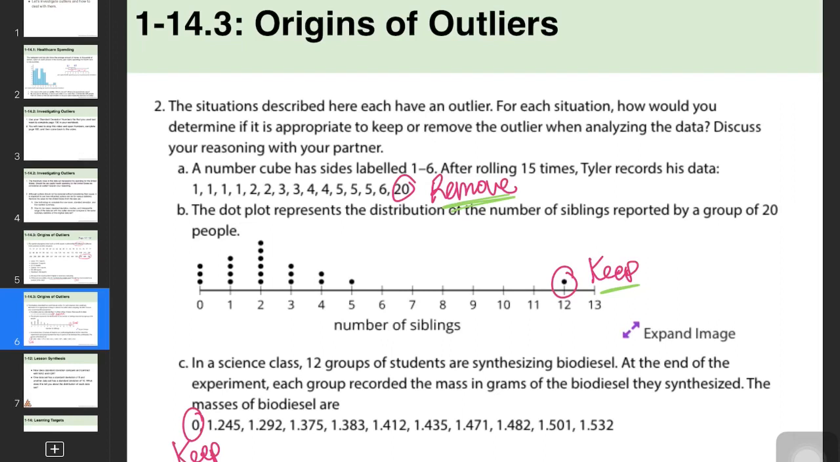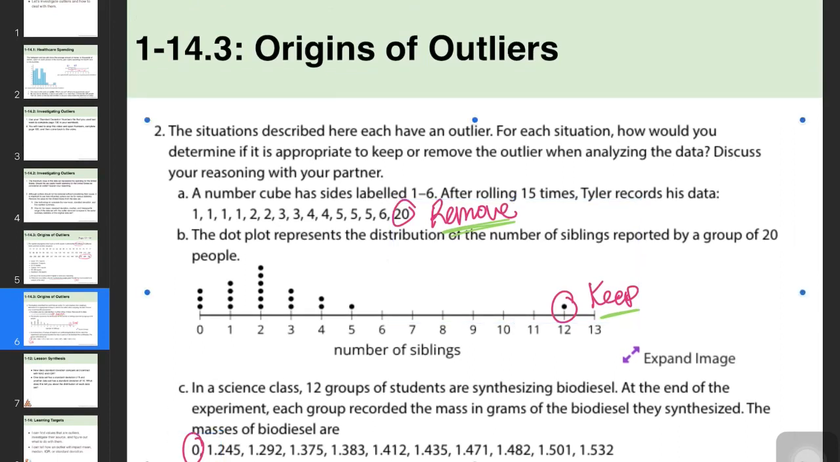And then the last one, the outlier should be 0. Again, I would keep it, but also make sure that the experiment was done correctly and that no mistakes were made. And if all of that is true, then yes, keep it, because their method for synthesizing biodiesel was not effective, apparently. So that's looking at outliers.